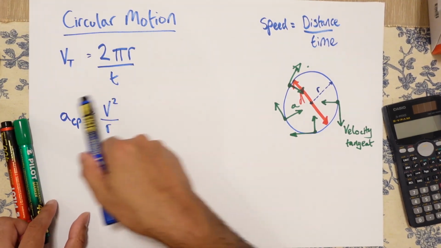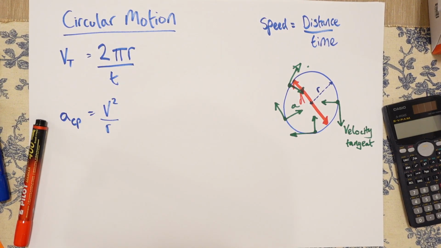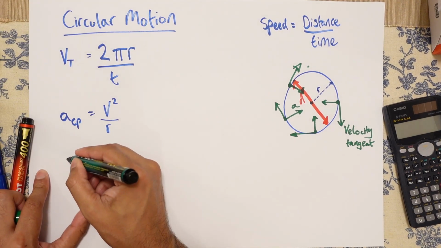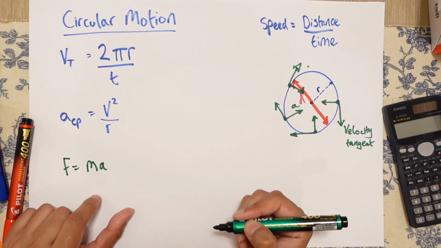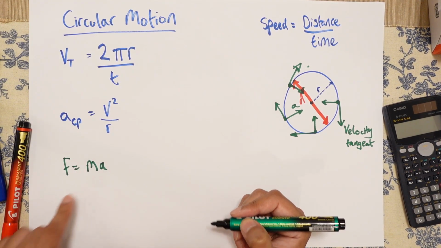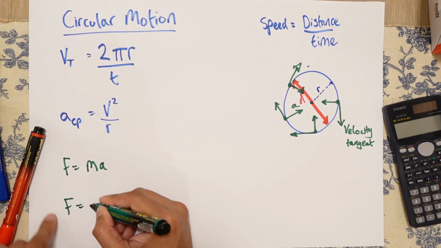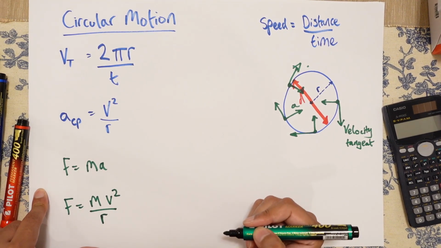I might use a different color because I don't want things to start clashing. Now, you've also got F equals ma. This is Newton's second law. Now, since a is this, we can also extend this to F equals mv squared divided by r.